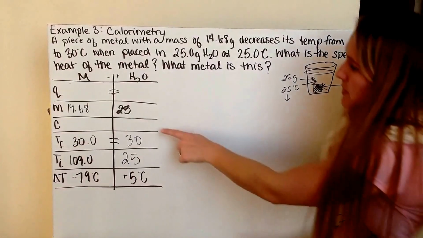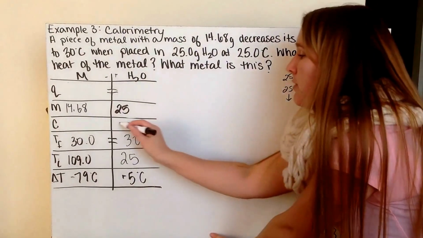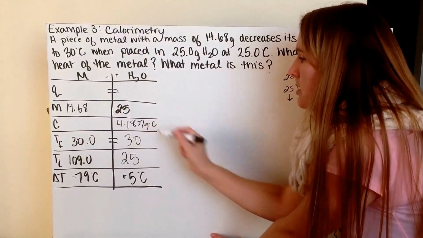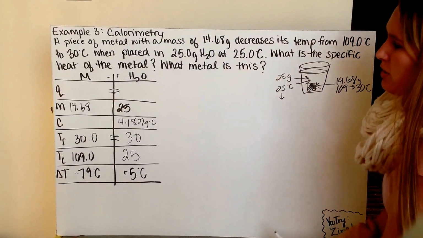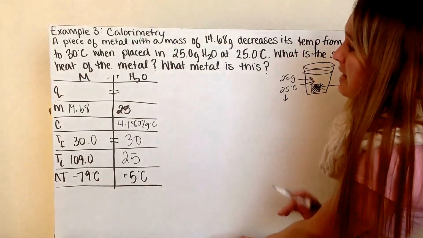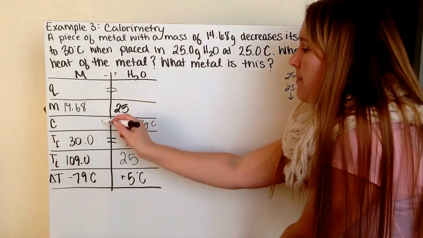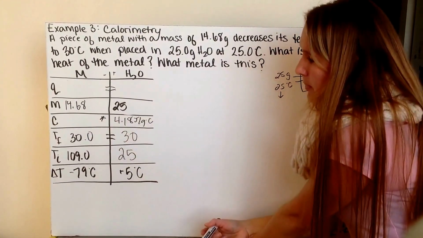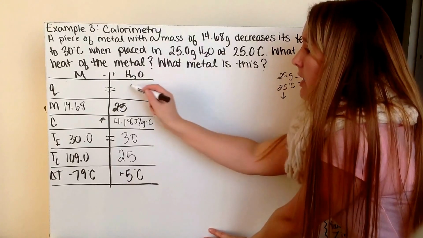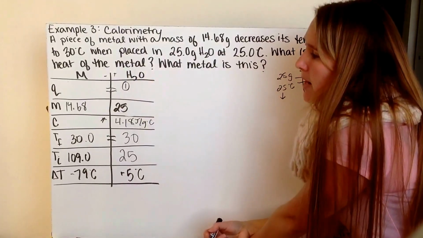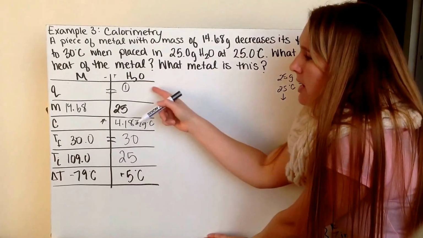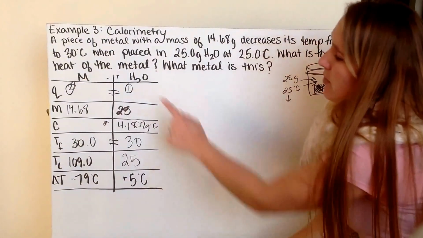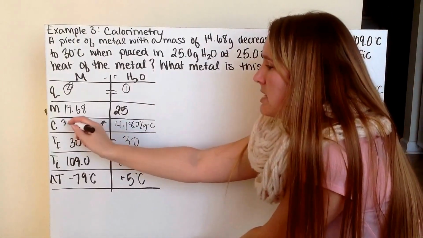I also know my specific heat of water. It's always going to be 4.18 joules per gram degree Celsius. This is all the information I know right now. I still have 3 holes, and ultimately I want to know the specific heat of my metal and what metal it is. Well, I can't just get there in one step. But I know first I can find the heat of my water. Then I know that that's going to be equal to the heat of my metal. And from there, I can solve for my specific heat.